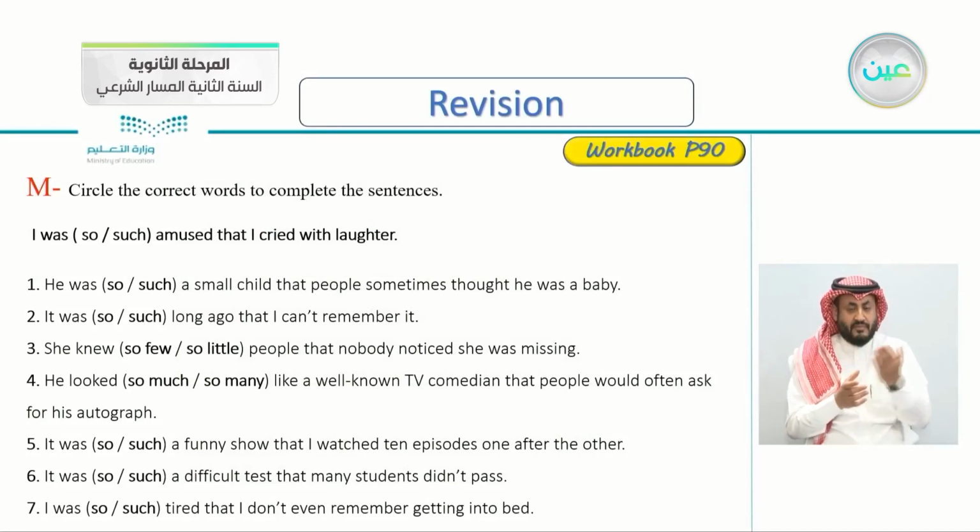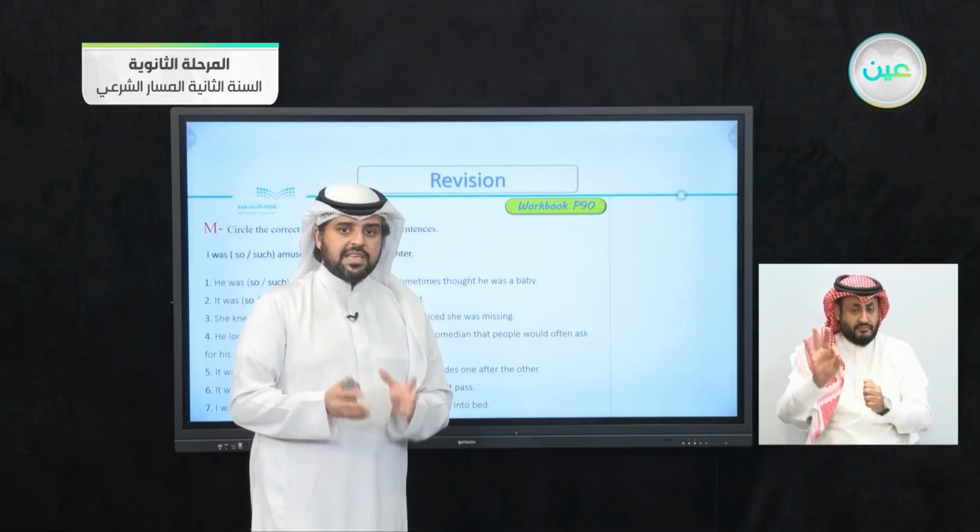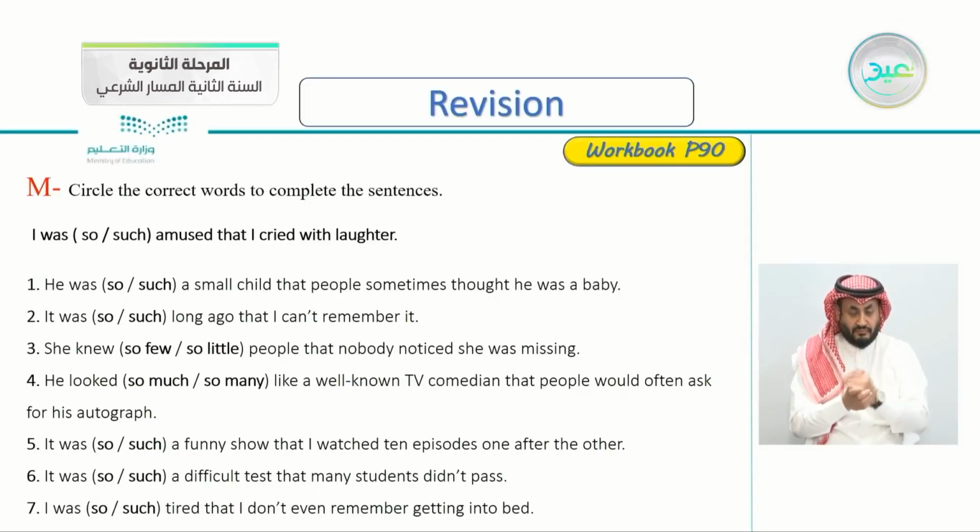But before we do that, let's open our workbooks, page 90. Please open your workbooks, page 90, and look at exercise M here. Circle the correct words to complete the sentences. So the first one here: I was so amused that I cried with laughter. Of course, we say I was. Yes, I was so amused.